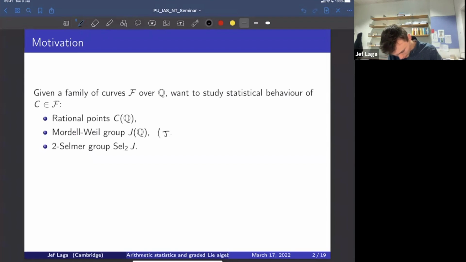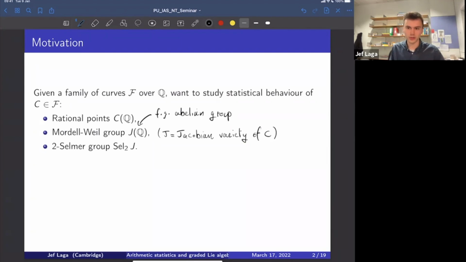So here J in this talk will always denote the Jacobian variety of C. And I briefly mentioned this is always a finitely generated abelian group. So it has more structure and tends to be easier to study. And one other reason why it's easy to study is because you can study it using 2-descent, or in general n-descent, but we will focus here on the case 2. And in modern terms, this is interpreted as computing a 2-Selmer group.